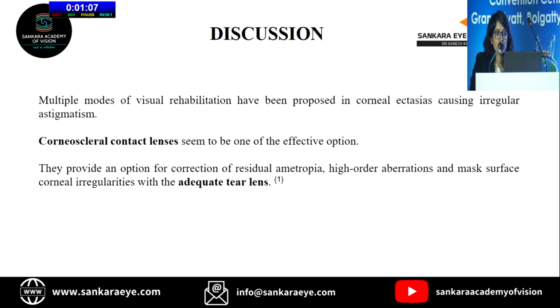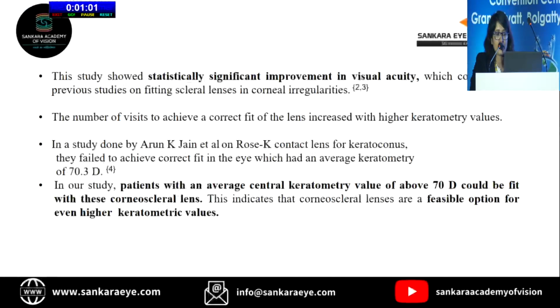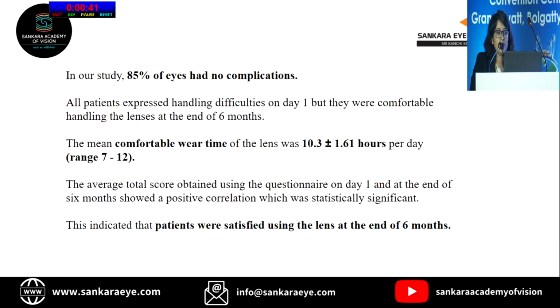Coming to the discussion, the corneoscleral lens seems to be an effective option, especially in corneal ectasias causing irregular astigmatism. Our study showed a statistically significant improvement in visual acuity, and a patient with an average central keratometry value of about 70 was able to tolerate this lens. So we can infer that it is a feasible option even with higher keratometric values. The mean comfortable wear time of the lens was around 7 to 12 hours, that is, around 10.3.